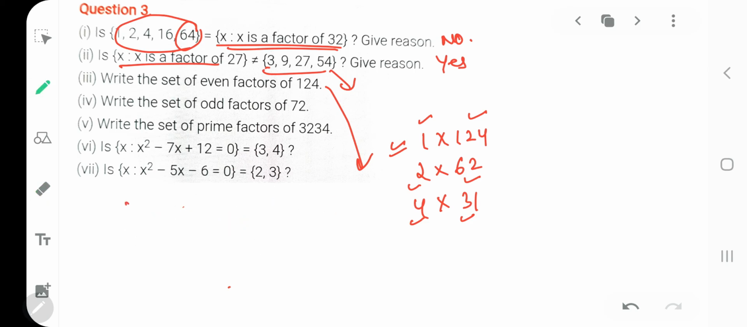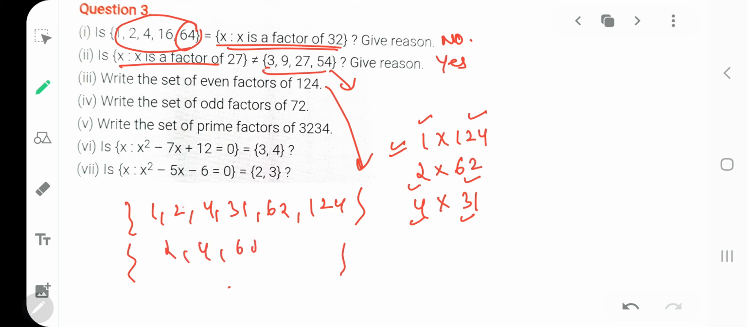If you take all numbers, you will get 1, 2, 4, 31, 62, 124, and out of these you have to only take the even factors. Even factors means you will go for 2, 4, 62 and 124. That will be your answer. Clear? Similarly, you have to write the set of odd factors of 72. First, find all the factors of 72 and take only the odd ones. Clear?